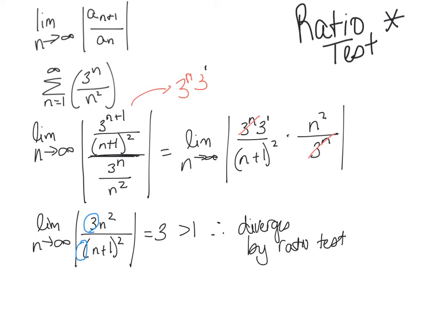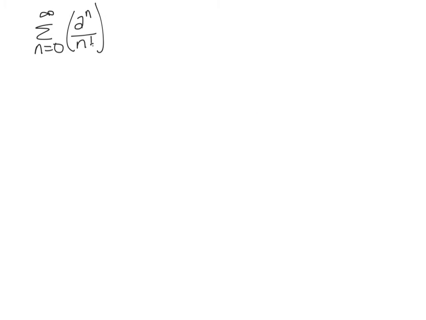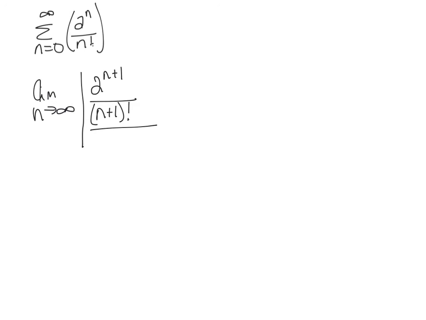Okay, let me give you a second example. This second example has a factorial in it, and this is actually the one that gets used by the ratio test almost always. So when we start to plug things in, we're going to take the limit as n goes to infinity. Remember, the top will become 2 to the n plus 1. The denominator becomes n plus 1 factorial, over, and I'll go ahead and write it out longways, 2 to the n over n factorial.